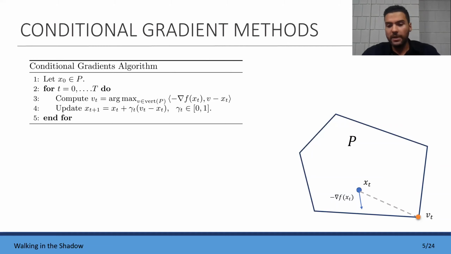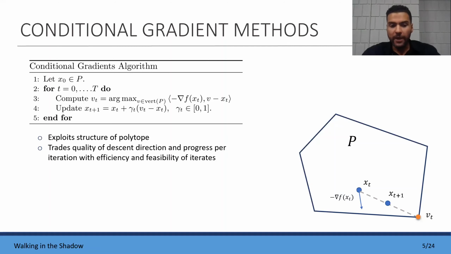Then the algorithm will do a line search along that descent direction to minimize the function value to obtain the next iterate x_{t+1} as follows. This algorithm is very simple and efficient because all the iterates are feasible, so it does not require projections. However, it trades that efficiency and feasibility of iterates against the quality of the descent direction chosen. We see that here because this gray Frank-Wolfe descent direction is not really well aligned with the gradient.